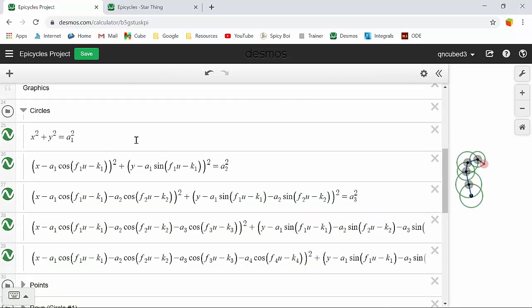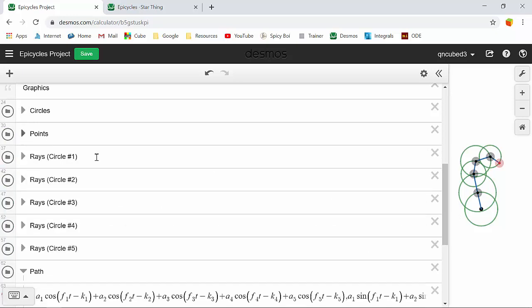As you can see, as each circle progresses, the equations get bigger because we need to account for more translations and everything. But yeah, those are all the circles.